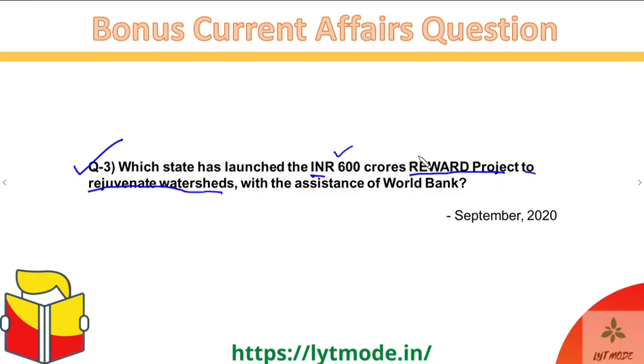So REWARD, I believe, stands for Rejuvenating Watersheds for Agricultural Resilience and Development, something like this. So agricultural resilience, and there's one more word in between, and then development. I'm sorry, I forgot that. So that's what the REWARD project stands for, and it is a very crucial project which has been started with the assistance of the World Bank.